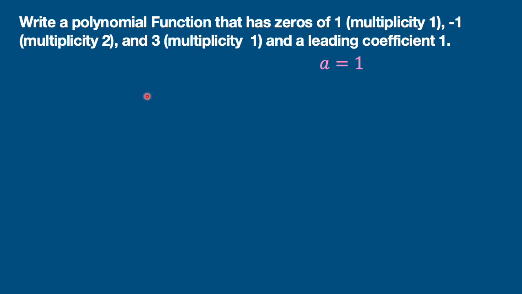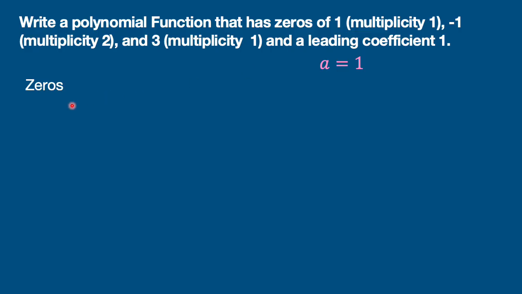In the previous one, they gave the function and we sketched the graph. This time, we should write the polynomial function with the information they give. So they have this information. Look at it very carefully. Zero 1, multiplicity is 1. Zero negative 1, multiplicity is 2. Zero 3, multiplicity is 1. The leading coefficient is 1. So a is going to be 1 here, guys.